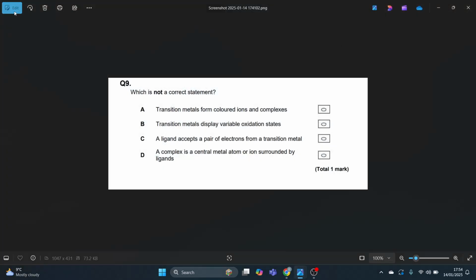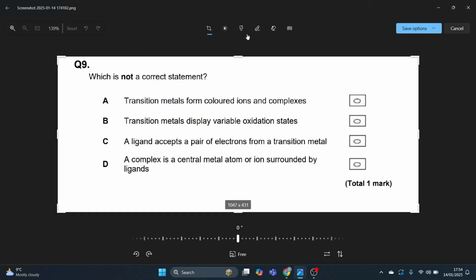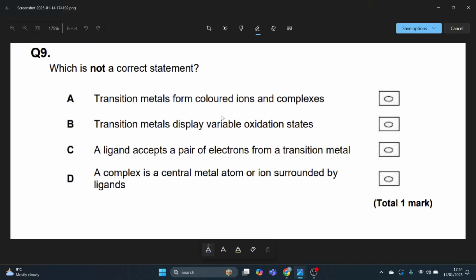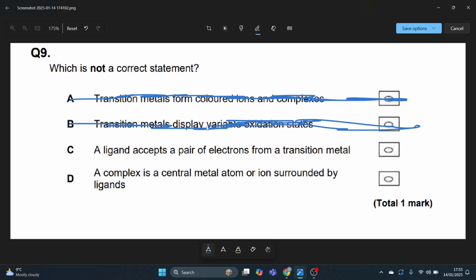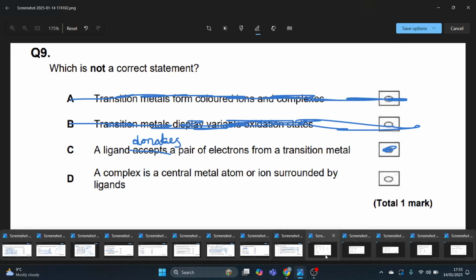Which is not a correct statement? Transition metals form colored ions and complexes. That's definitely true. Transition metals display variable oxidation states. 100% true. A ligand accepts a pair of electrons from a transition metal. That's false. It donates. A complex is a central metal atom surrounded by ligands. Perfectly true.